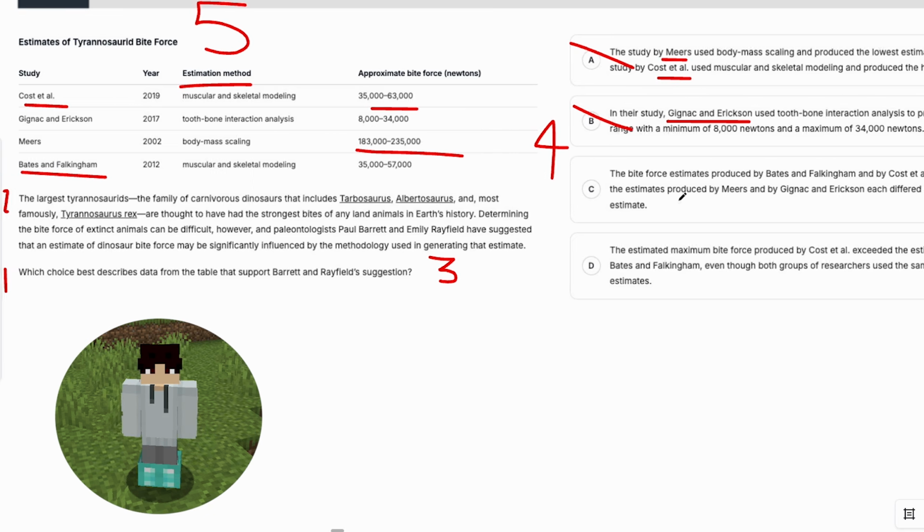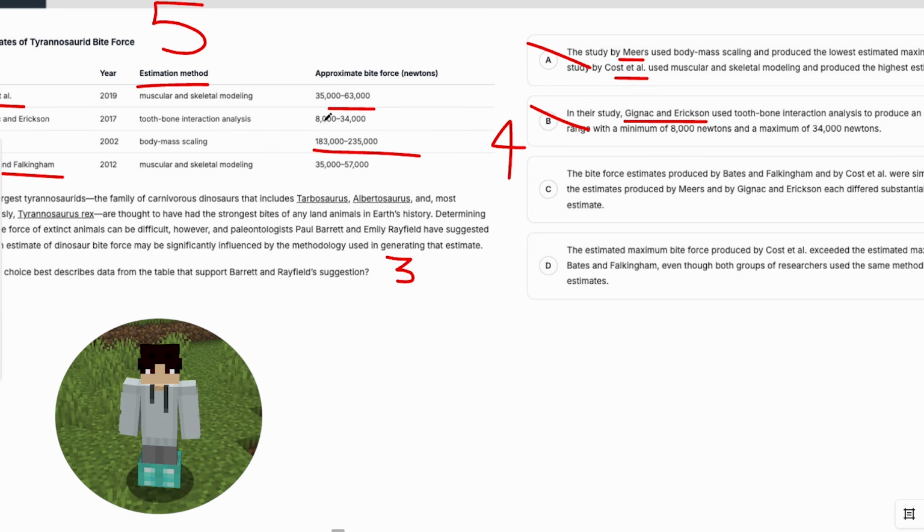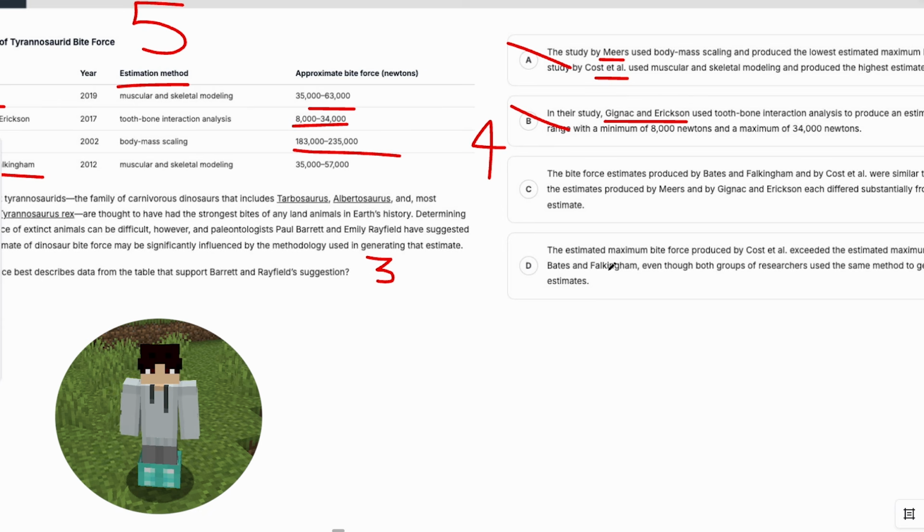And then Mears and Gignac and Erickson were substantially different. Okay, yeah, they were substantially different. This one's way too small, and this one is way too big. So this one probably is going to be right, but let's check out D.